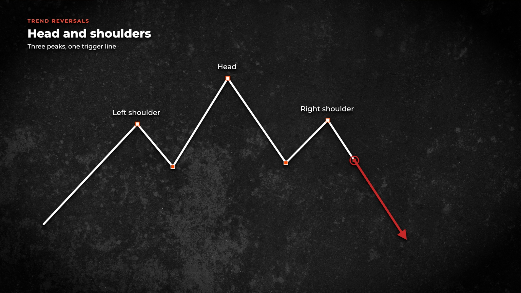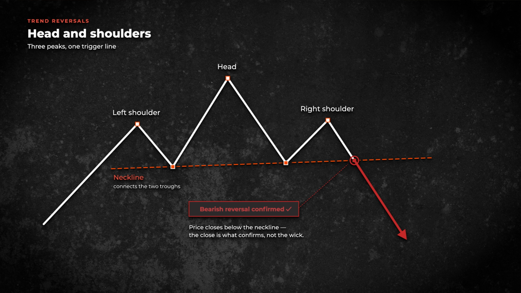Then there's divergence. This is when your momentum indicators, RSI or MACD, start telling a different story than price. Price makes a new high, but the indicator shrugs. That disconnect is a warning sign that the buying pressure driving the trend may be fading. And finally, pattern completion. Certain chart formations, like a head and shoulders or a double top, have a specific trigger point called a neckline. Once price breaks through it, the reversal is considered confirmed. When all of these line up, the case for a reversal is hard to ignore. When they don't, the safer read is that the trend is just taking a breather.